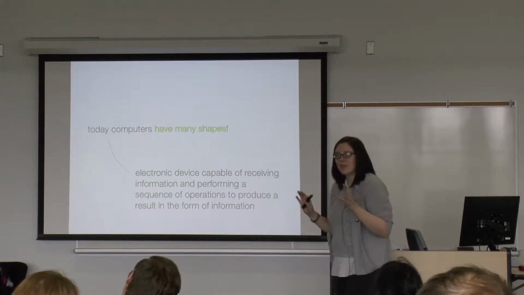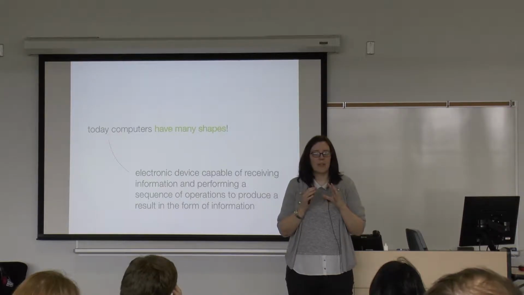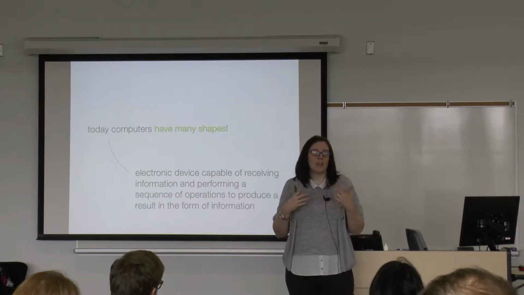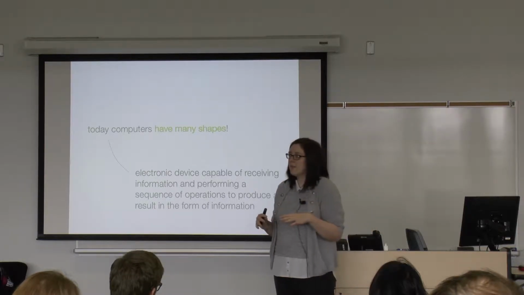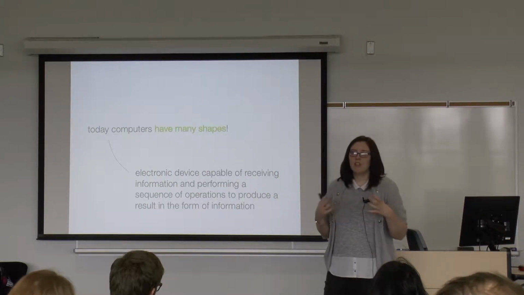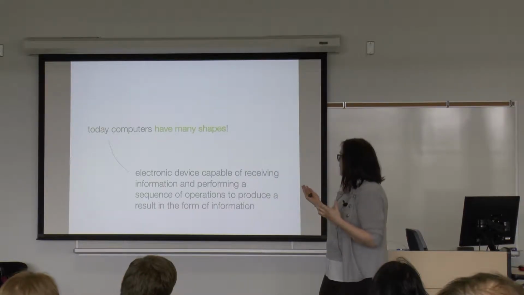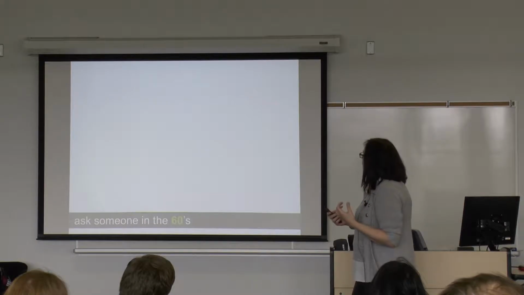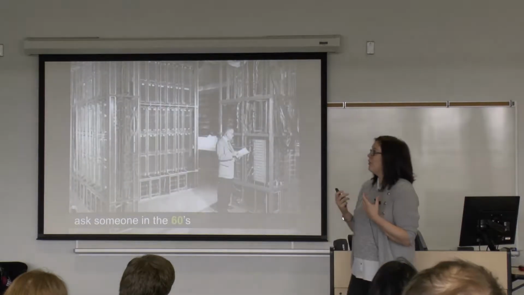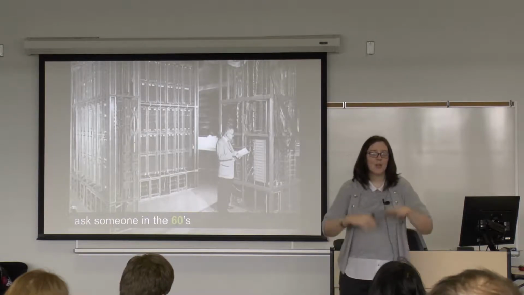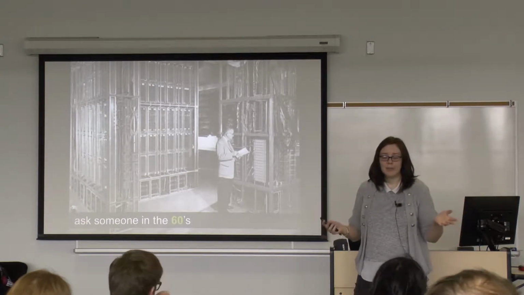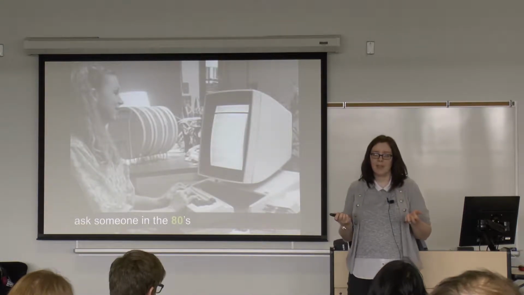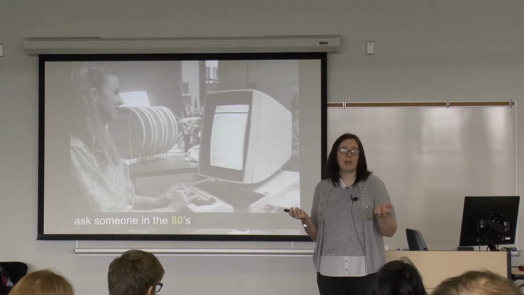So through this game, I want to show you that today computers have many, many shapes. If we want to describe a computer, the definition is very complex, but maybe it's just an object or a device that is capable of receiving information and that can also deliver information. It can have so many forms. If you ask someone from the 60s, this is what a computer looked like: a room full of huge shelves and wires. If you ask someone in the 80s, that would be this: a box with a screen, a keyboard and a mouse.